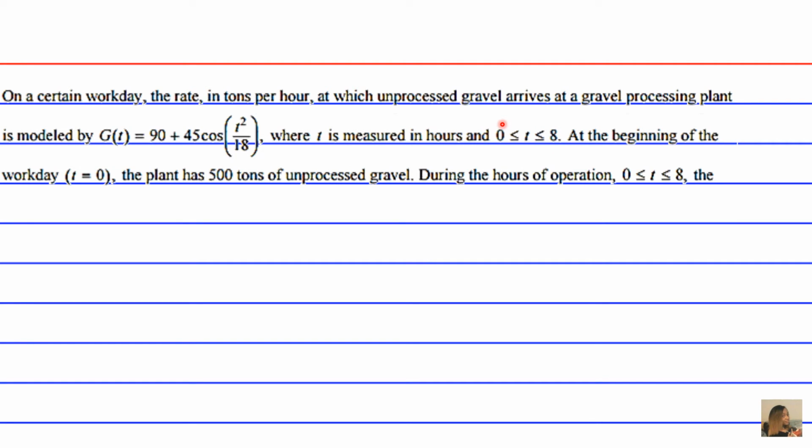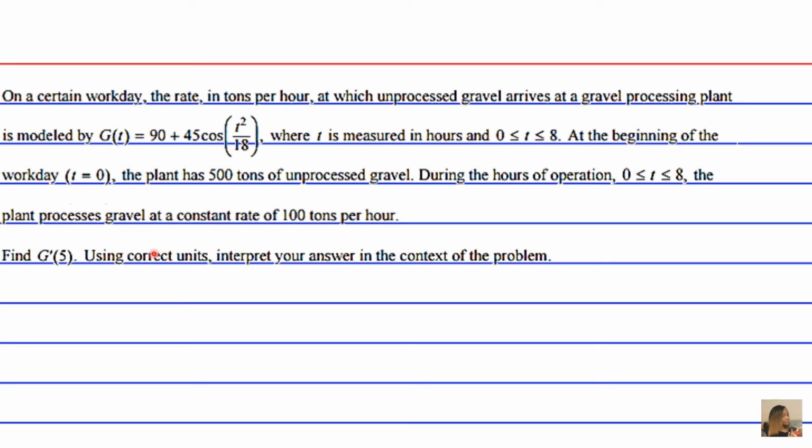At the beginning of the workday, that is when t equals 0, the plant has 500 tons of unprocessed gravel. During the hours of operation, when t is between 0 and 8 hours, the plant processes gravel at a constant rate of 100 tons per hour.